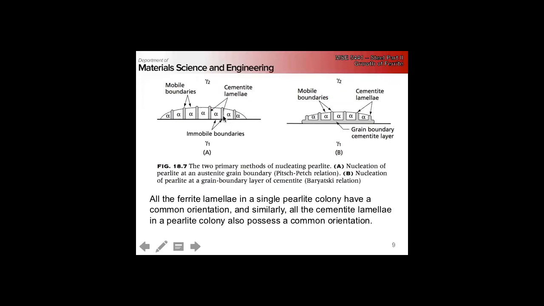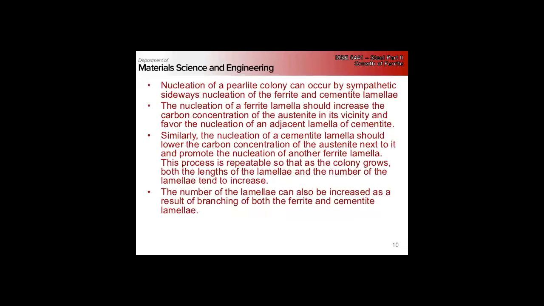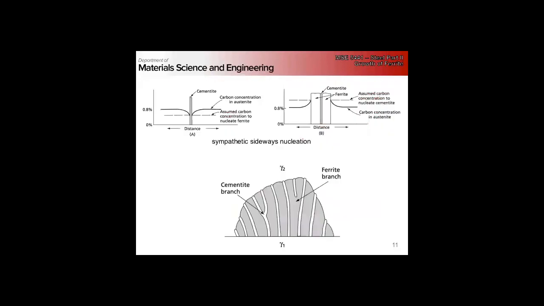Right? So everything is going to possess a common... And then the notion of sympathetic sideways nucleation, right? As we grow the ferrite, we're rejecting carbon to the austenite, and eventually it's going to get high enough in concentration that it nucleates a cementite layer, right? Then as we nucleate cementite, we're going to be sucking in carbon from the neighboring austenite.